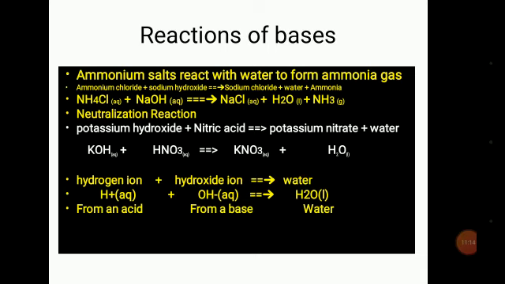Where does the hydrogen ion come from? Hydrogen ion comes from the acids, and hydroxide ions come from a base, and the result is water. In this way, we have studied the properties of bases.